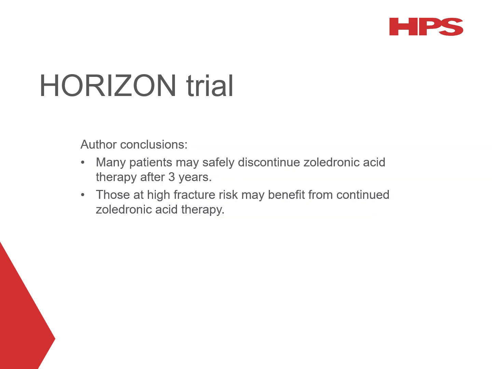So the authors concluded that many patients may safely discontinue zoledronic acid after 3 years. However, those at high fracture risk, particularly high risk of vertebral fractures, may benefit from continued zoledronic acid. So taken together, these studies suggest that 10 years of alendronate therapy reduces the risk of clinical vertebral fracture compared to 5 years, and 6 years of zoledronic acid reduces the risk of morphometric vertebral fractures compared to 3 years.